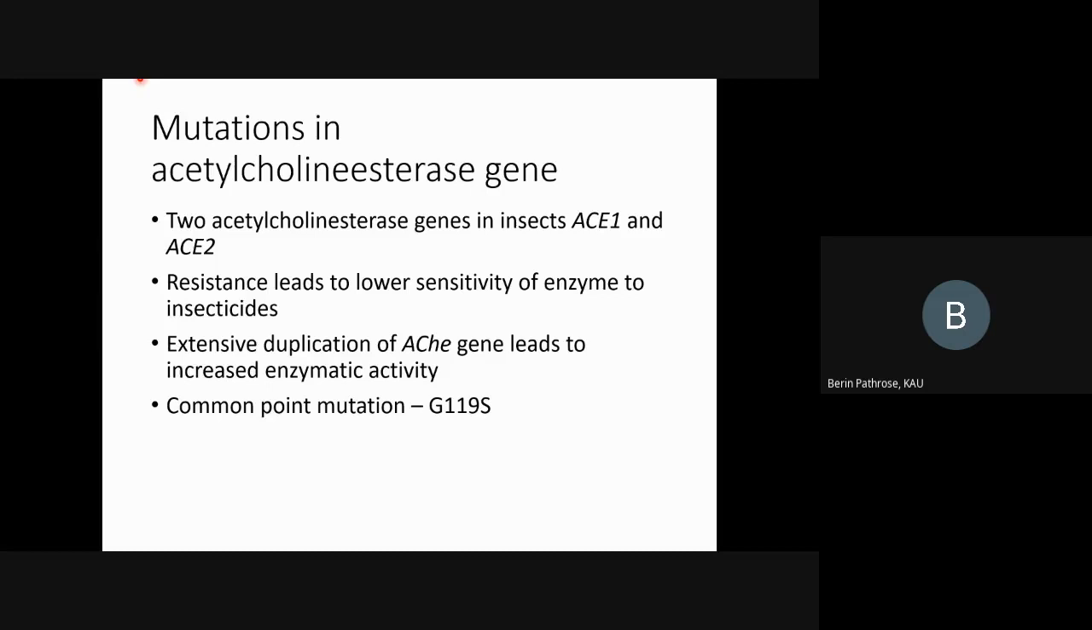The common mutation that is observed is at the 119th position, from glycine to serine. At the 119th position, glycine is there in the susceptible group, while in the resistant group it got mutated to serine. And once that mutation happens, this acetylcholinesterase enzyme will become insensitive to the organophosphate and carbamate group of pesticides.